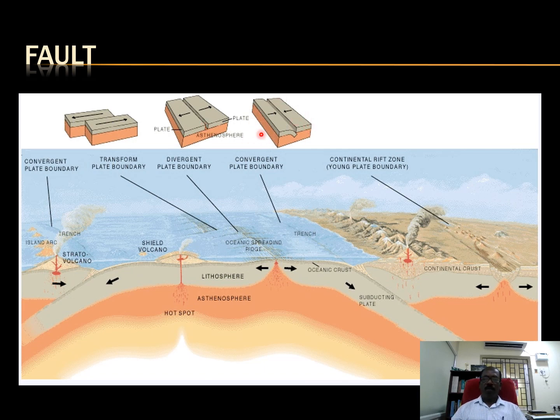Then both plates get converged, moving in opposite directions. That means both are converging. So when these actions happen over a large area in the rocky structure, it results in breaking. This breaking is formed in the earth crust. That's what you have to understand.